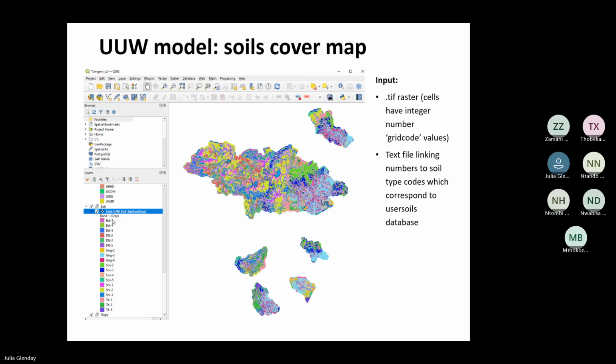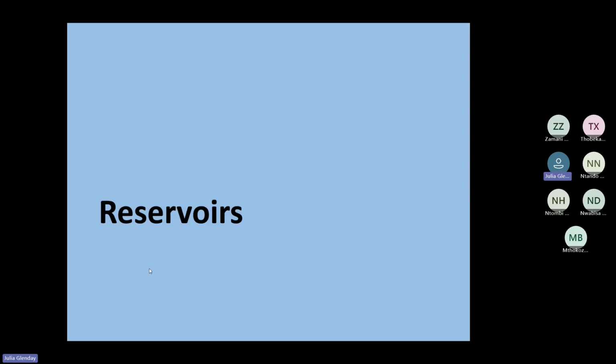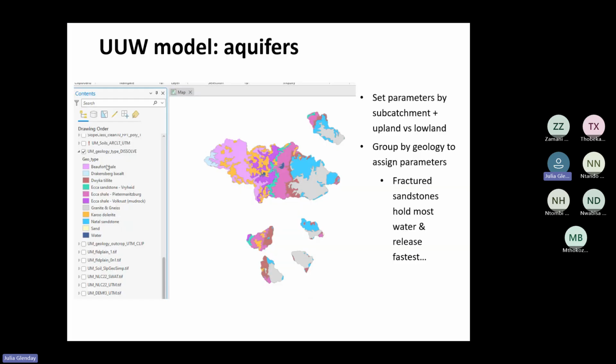So let me just go to the geology map from the aquifer to show you. I used the Council of Geosciences mapping of geology. So there's shale, basalt, tillite, different types of sandstone, different types of shales, and then granites and gneiss, dolerites, intrusions, which are harder rock. The Natal sandstones are the dominant ones that occur in our area. So you can see there.